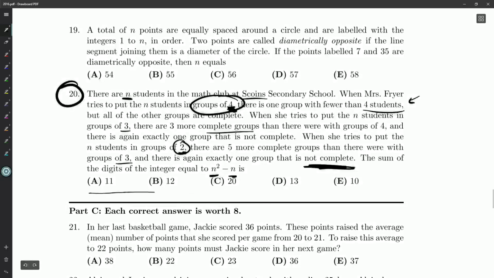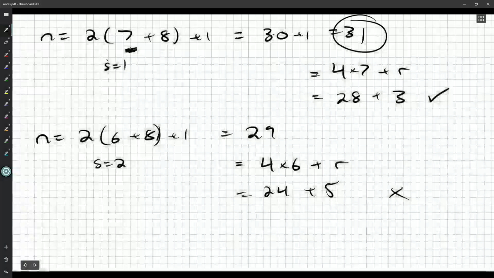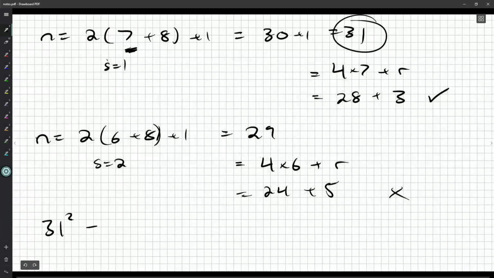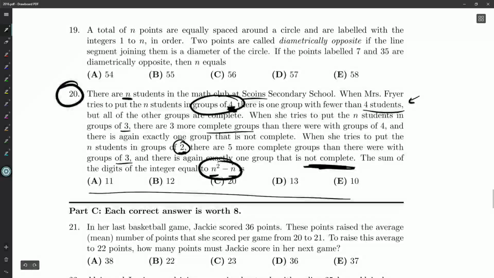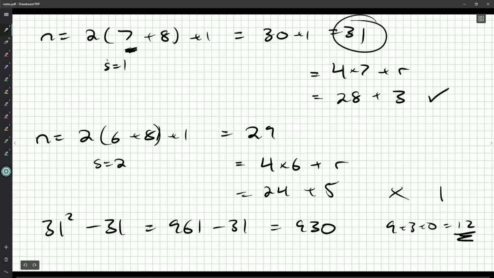But 31 wasn't one of the possibilities because we're not asked for n itself. We want n squared minus n. Well, now that I know it's 31, do 31 squared minus 31. 961 minus 31, you'll get 930. And the sum of the digits is 12. And that's going to be our answer. And 12 is B. So we can bubble in B.